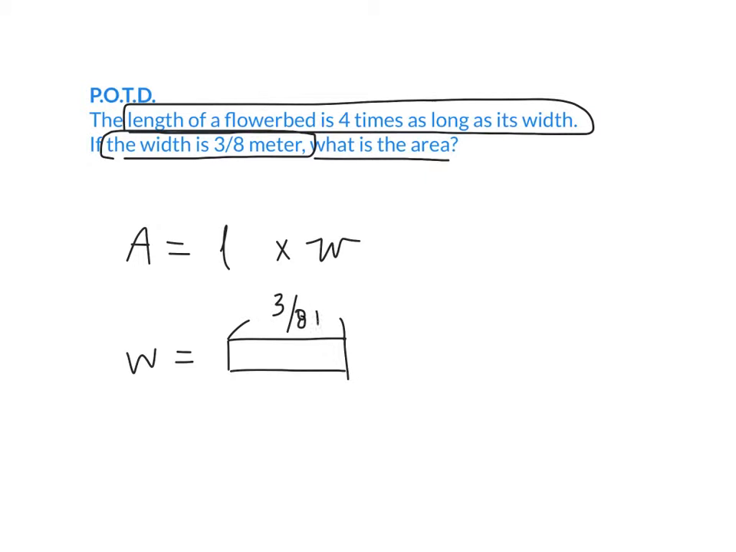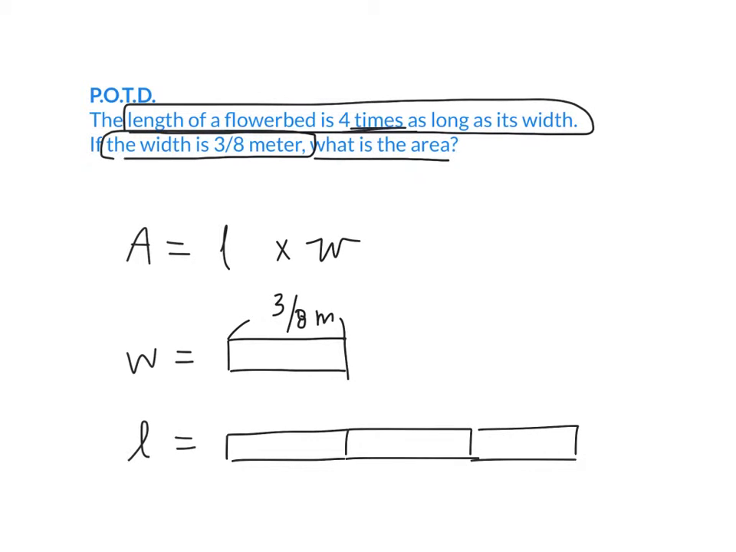So if this tape diagram represents the width, draw another tape diagram right underneath it that represents the length. Go ahead and do that. We know that the length is 4 times as long as the width. So is the length going to be bigger or smaller than the width? Bigger. Good. How many times bigger? 4 times. So we have to take one of these, 2, 3, 4.